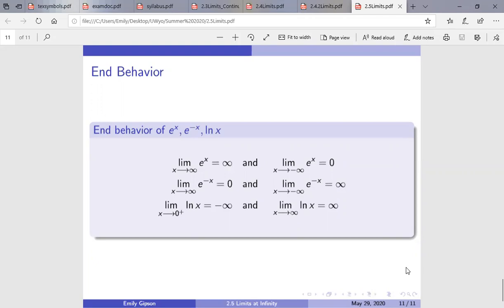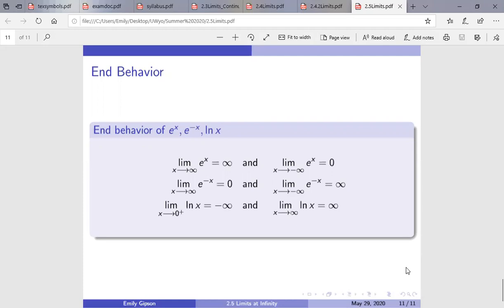Transcendental functions are things like e to the x, or you can pick 2 to the x, or 7 to the x, anything like that. So e to the x, e to the power of negative x, and the natural logarithm of x. Now remember, the natural logarithm differs from the regular logarithm because the regular logarithm is base 10, whereas the natural logarithm is base e. And e is a transcendental number, hence how they get the name.